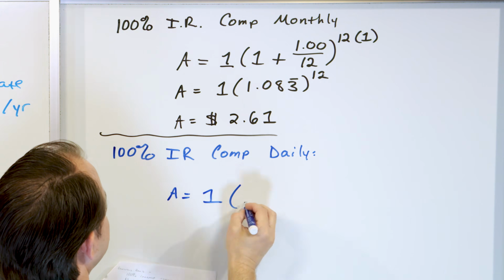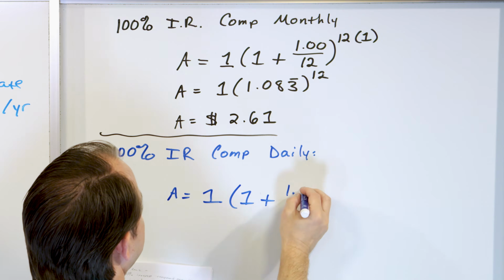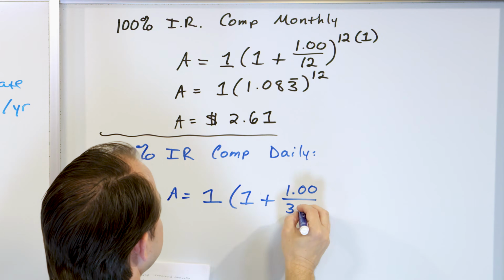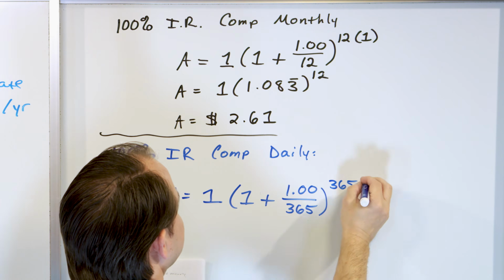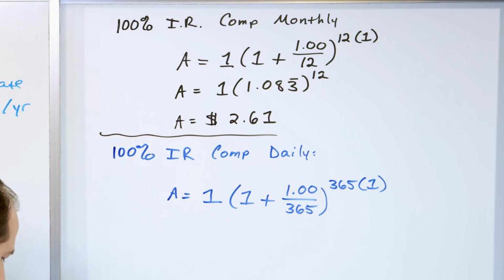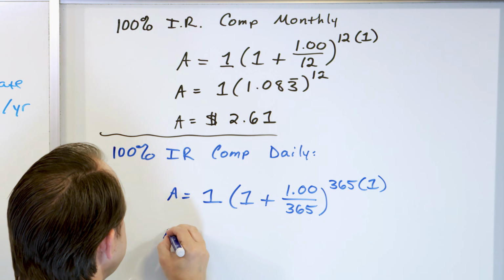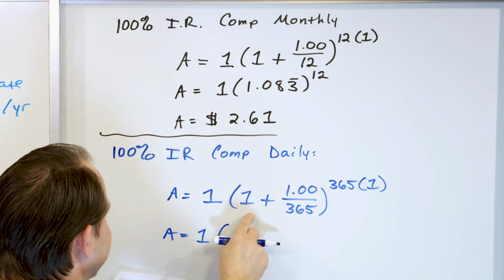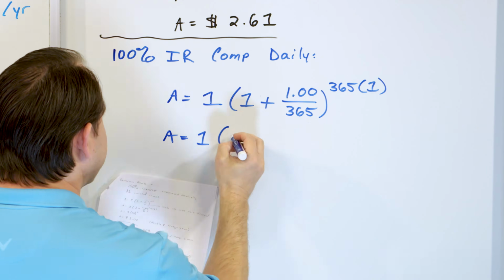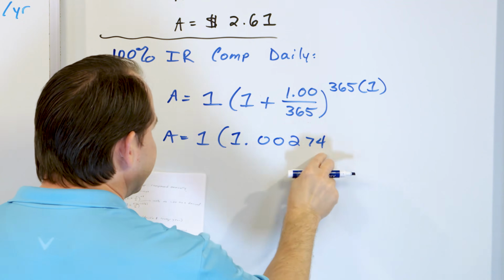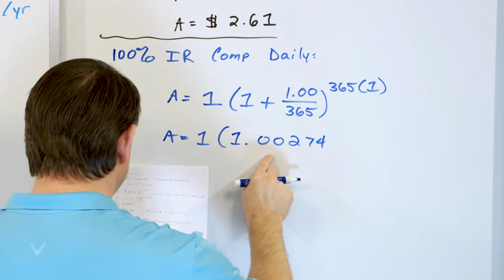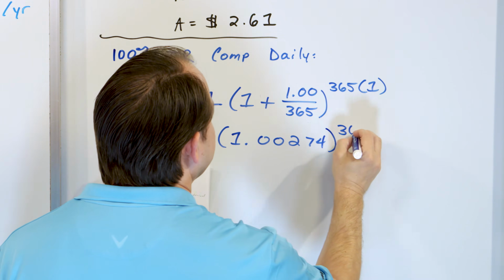We have $1 I'm investing, 1 plus the interest rate, which is still 1, but I'm dividing it into 365 pieces. And then I'm going to have 365 looking 1 year in the future. So you can see what's going to happen is it's going to be 1. On the inside here, when you do this division and you add 1, you're going to get 1.00274. This is rounded. When I divide that, this is a rounded number, raised to the power of 365.